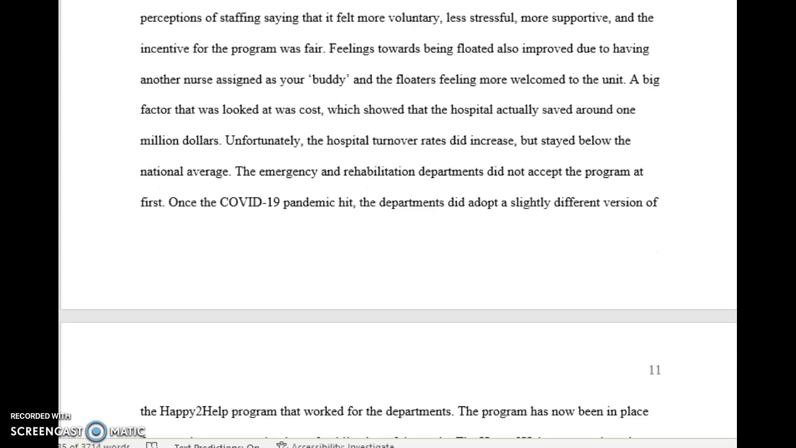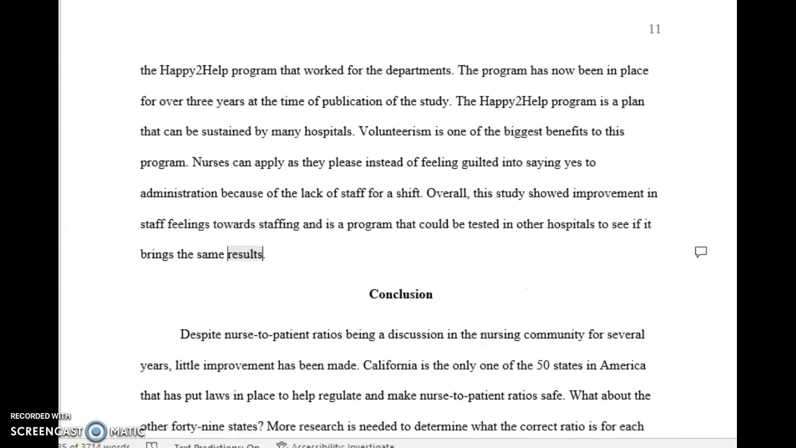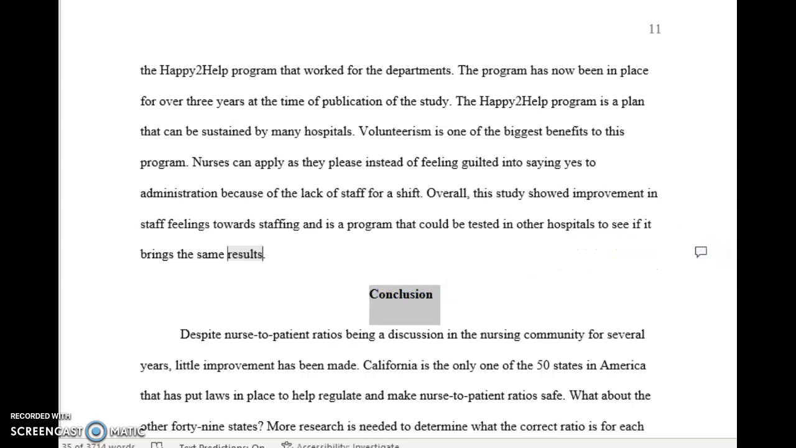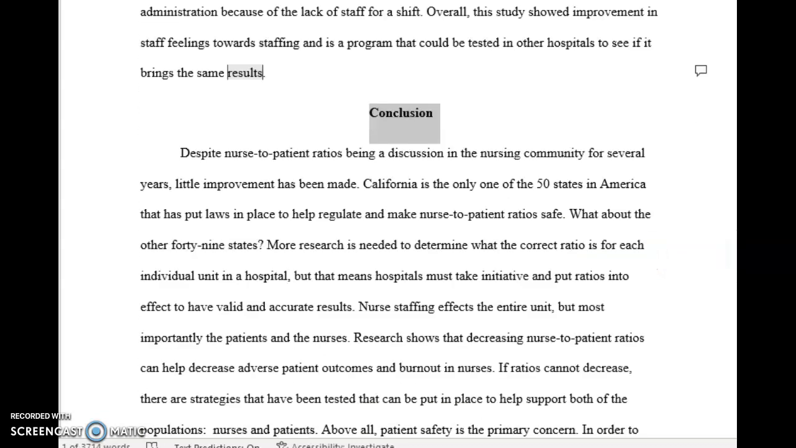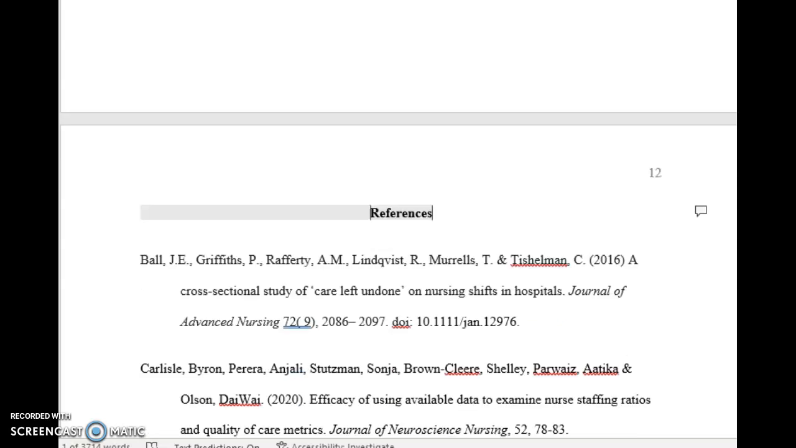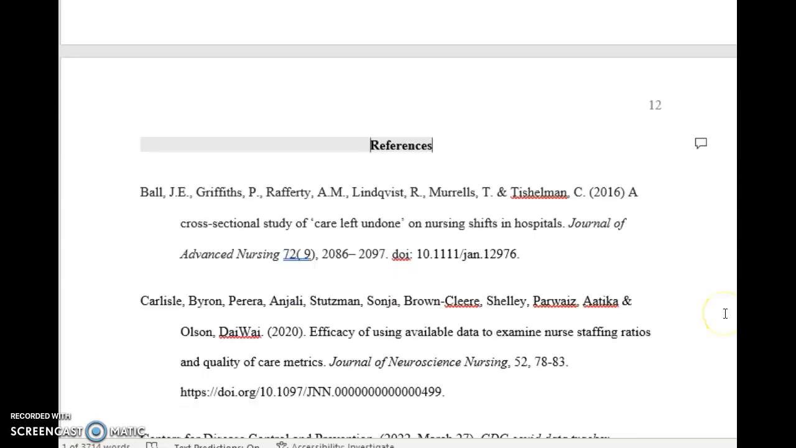So we have all three topic areas, and then we're going to write a conclusion. So with the conclusion, I would move back to a level 1 heading, and that heading should be centered and bold. Your last page will include the references. Now, references should be bolded and it should be centered.